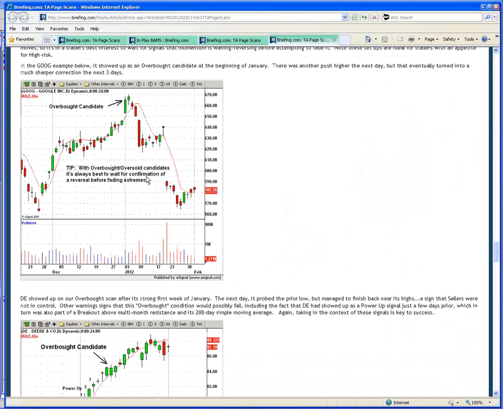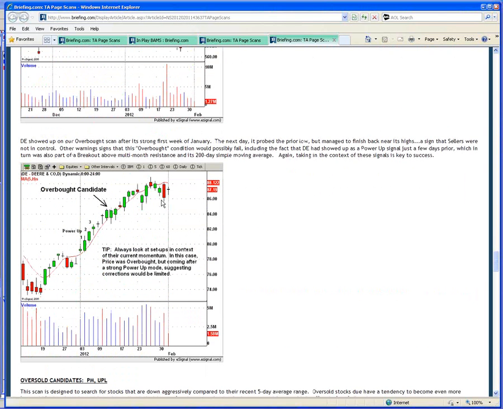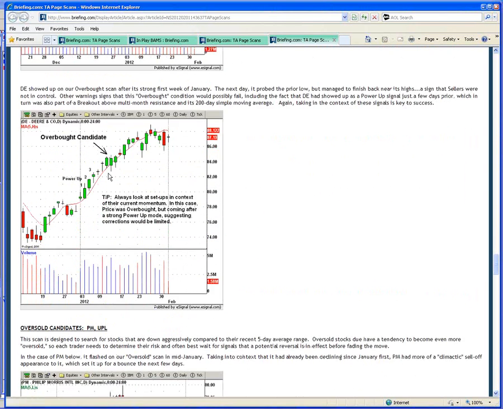You can see Google showed up here as a prime example, and then a day later it started rolling over and breaking down. Deere starts showing up as an overbought candidate. Again, this is where you really have to take into context what the market's doing and what you're looking for. It looks like it sold off a little bit, took out the prior day's low, but then closed higher. That's a signal to get out. It just tells you that the stock's not ready to go down.